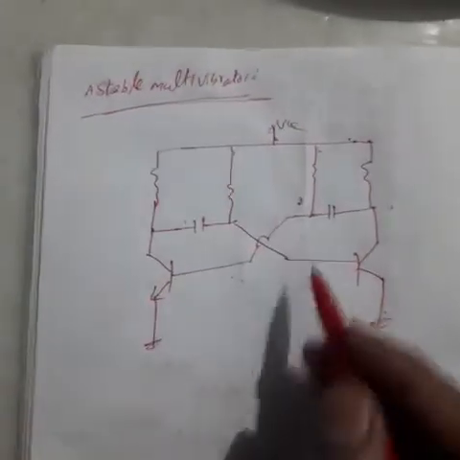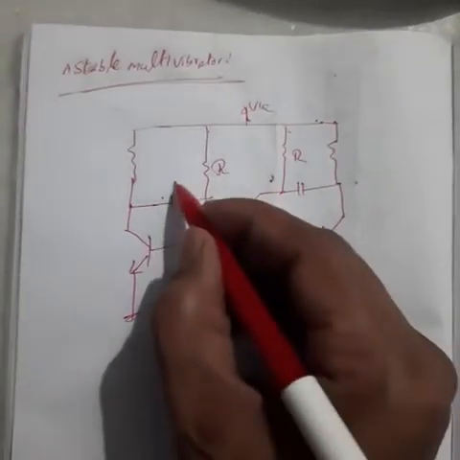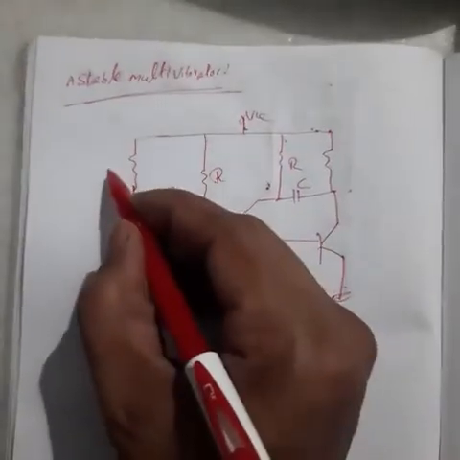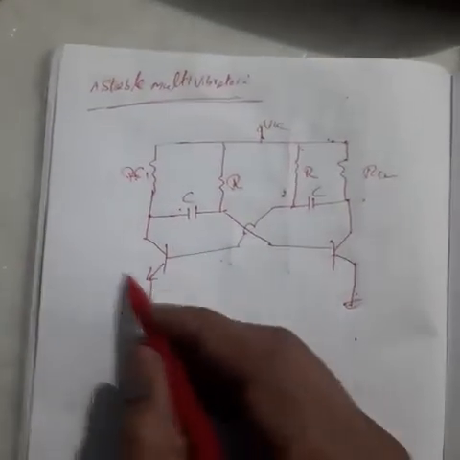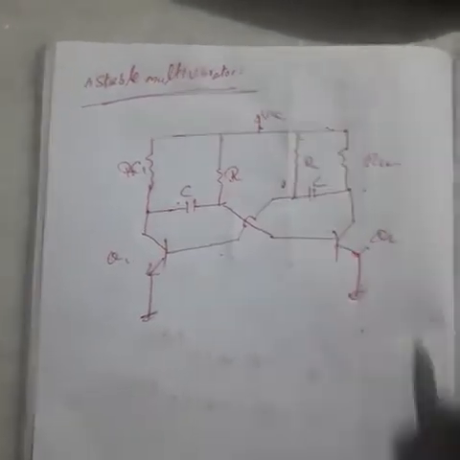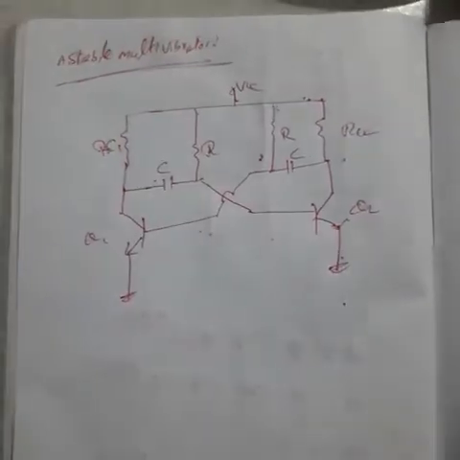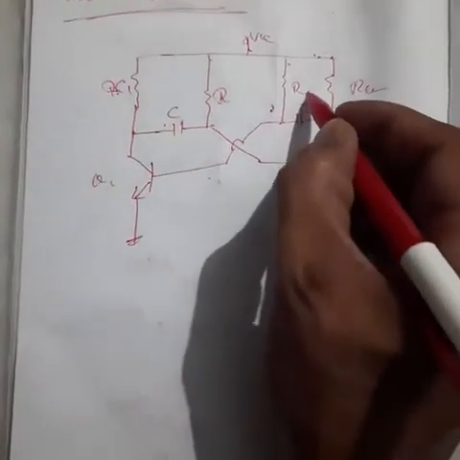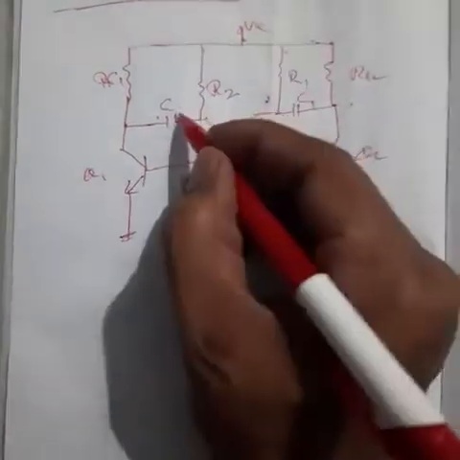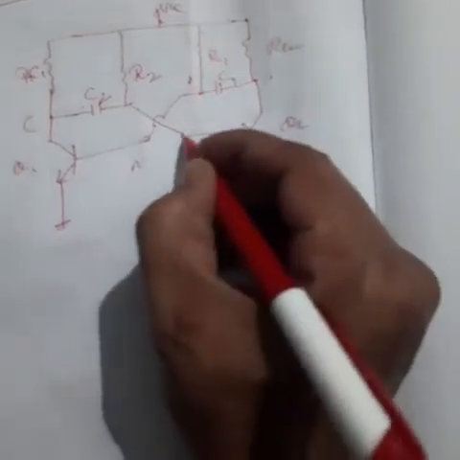Here there are no resistors at this place. This is R, R, C, C, RC1 and RC2, Q1, Q2. This is the circuit, please check it. Let us assume this is R1, this is R2, this is C1, this is C2. For our comfort, the points are A, B, and D.